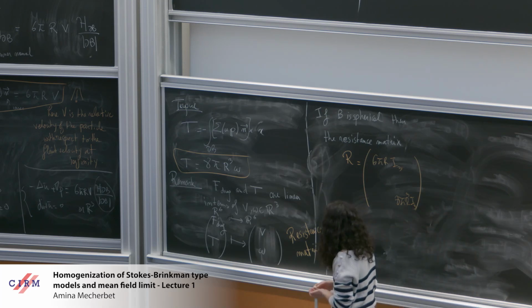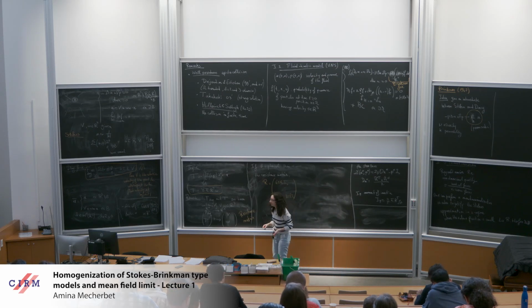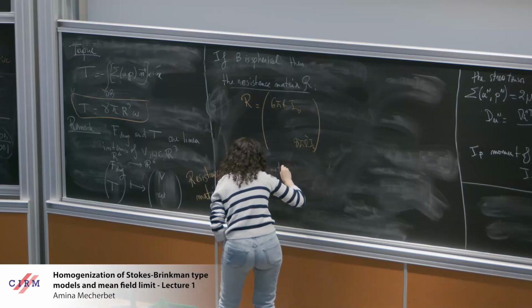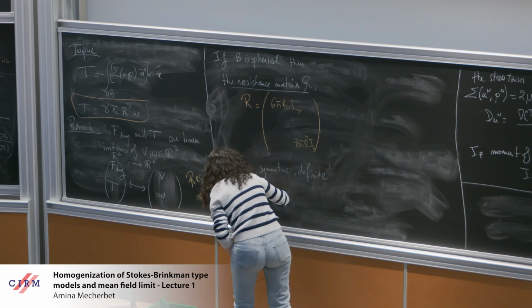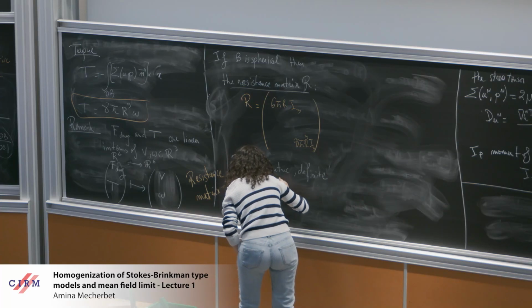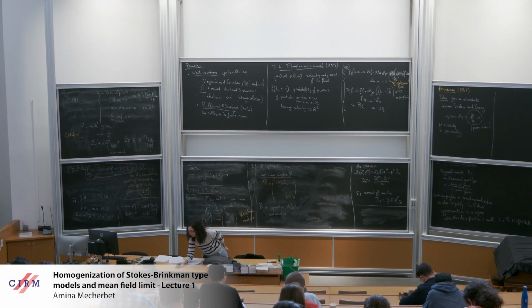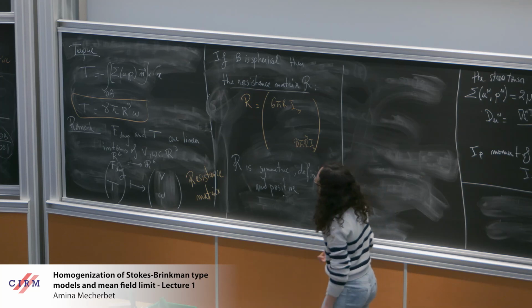What is always true, nevertheless, is that such a matrix is symmetric, definite, and positive. So R is symmetric, definite, and positive. And this we can prove easily. So I don't know how much time I have. No. So how do you prove this?